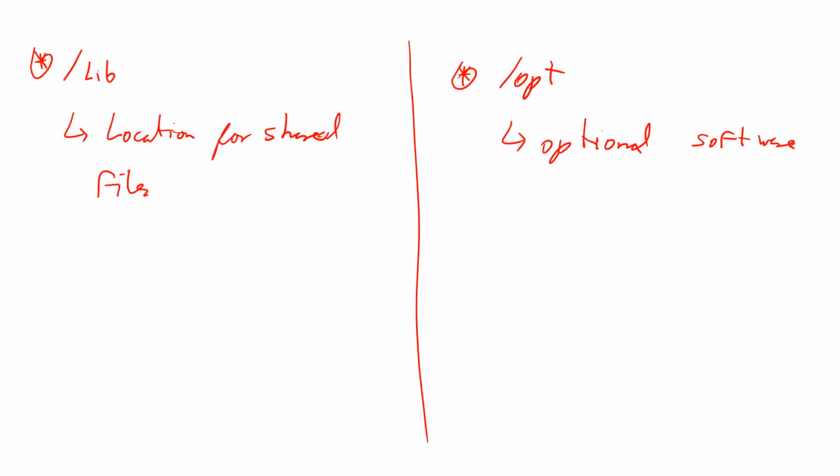Lib, as I said, is a location for shared files. Usually lib suggests library files. So the libpcap file for networking, and various other files that might be needed by programs. Opt, as I said, is optional software that you might want to organize there. You can do that.